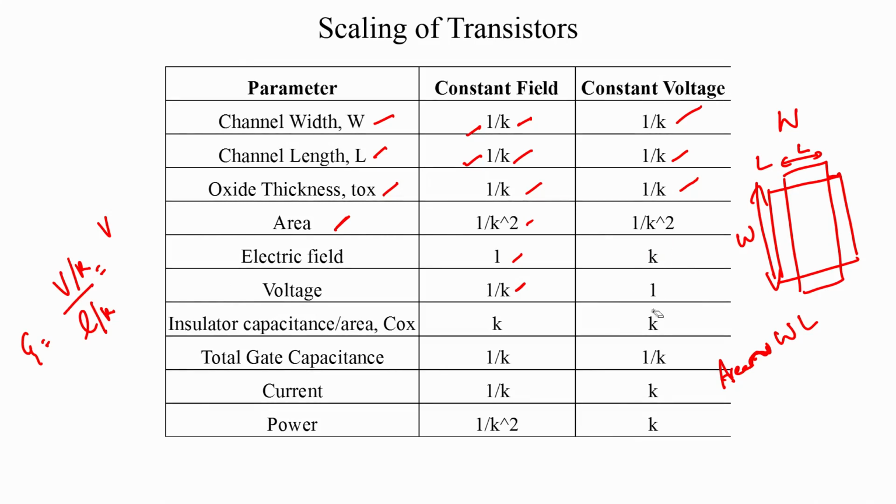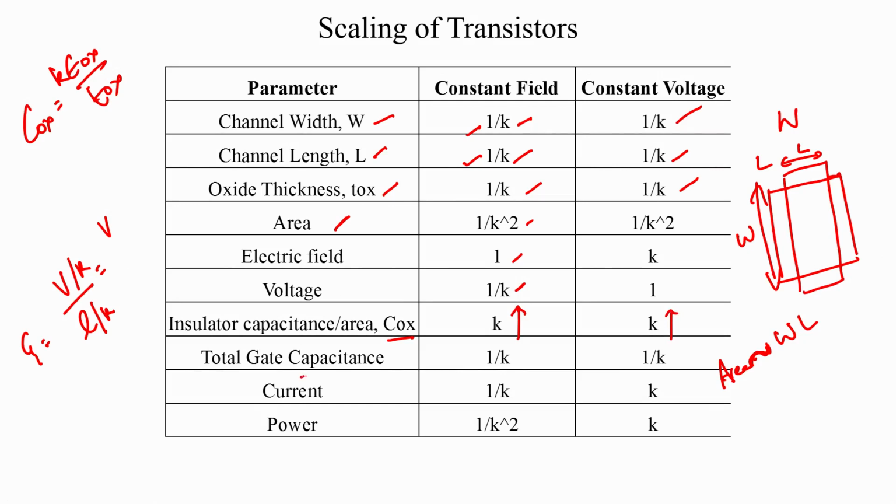So, what about the insulator capacitance per unit area? That is Cox, the capacitance per unit area, which is nothing but epsilon ox by Tox, and our Tox scaled down by a factor of k, and therefore, the insulator capacitance per unit area has to increase by a factor of k, and that is true whether it is constant field or constant voltage scaling.